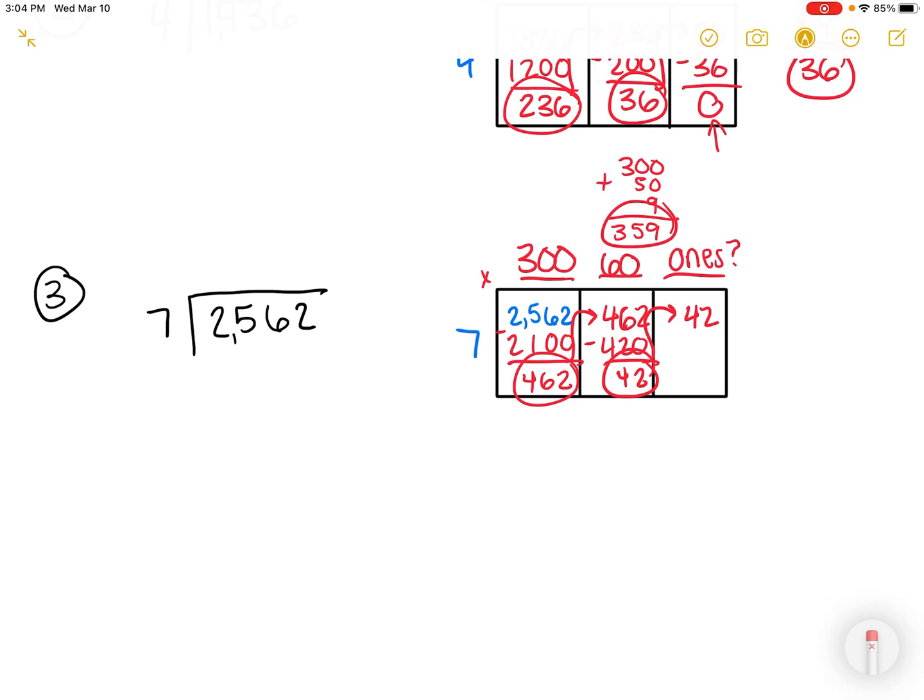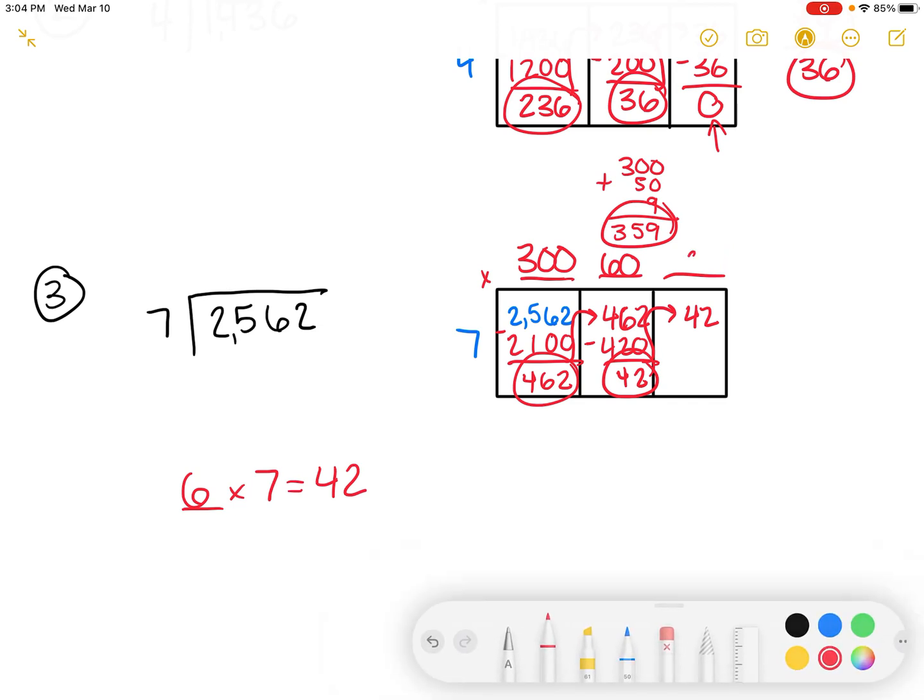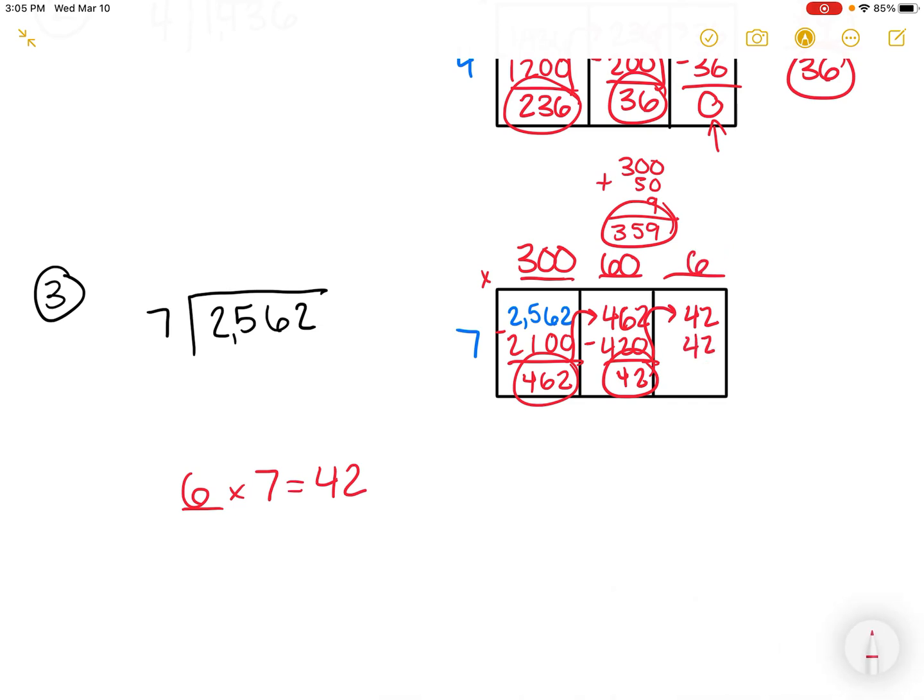So I'm going to think in my head of basic facts. What times 7 gives me something close to 42 or gives me 42? I know that 6 times 7 gives me 42, so that is going to be my answer for how many ones. So 6 times 7 is 42. If I subtract, I get to 0. That means I'm all done.